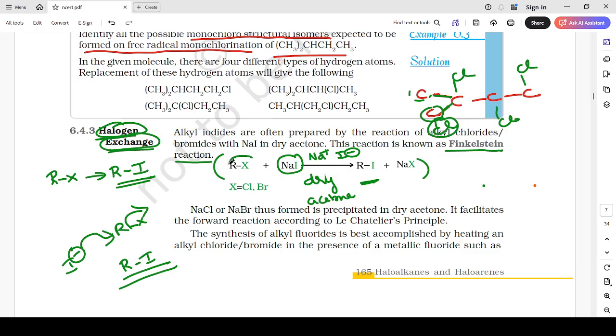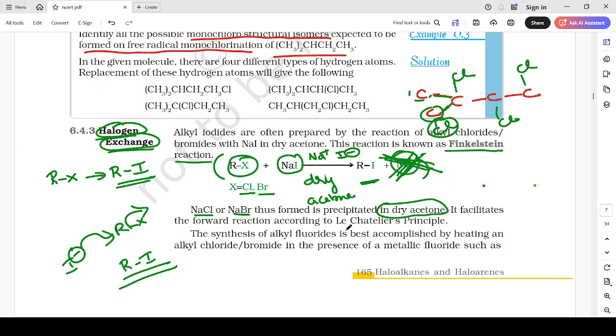So this RX could be either chlorine or bromine, no problem. NaCl or NaBr, which I am forming as a side product here, is precipitated in dry acetone. Very important. Why dry acetone specifically? I'm going to treat this in the presence of dry acetone. They are getting precipitated in the dry acetone. So what? Let it get precipitated so that this product will no longer be available.